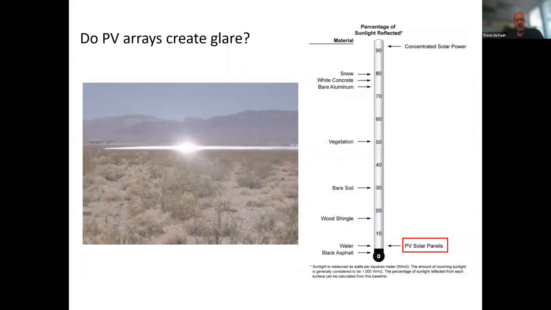And it turns out that photovoltaic panels actually cause about as much glare as water, which is less than shingles and bare soil and vegetation and other things you could find at the airport. So, these panels are designed to absorb rather than reflect energy. So, by and large, that's not much of a concern either.